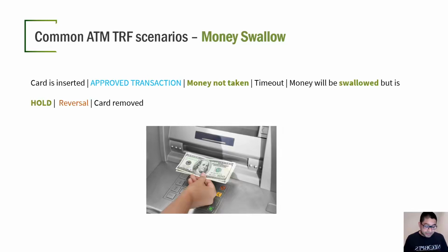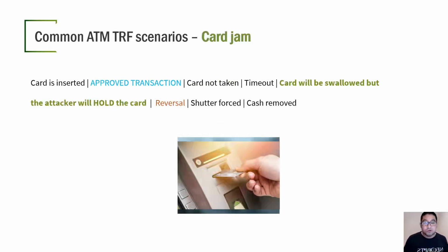We have also the money swallow. This happens when the card is inserted, I make the normal transaction, and the money is dispensed, but I will not take the money. So if I don't take the money, a timer will happen again, and the money will be swallowed by the dispenser. But at the point that the money will be swallowed, the attacker will hold the money, will get and force the retrieval of the money, and a reversal will happen, and then the card will be removed. So you get the money and the card.